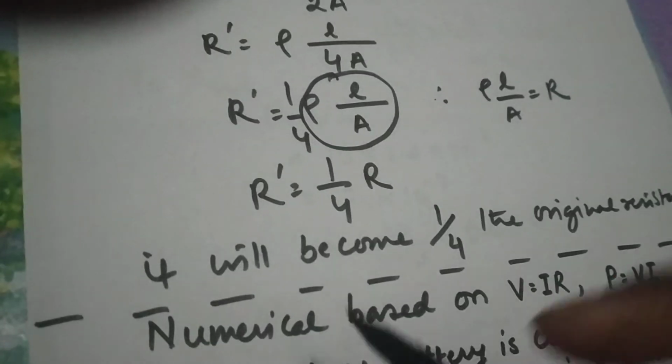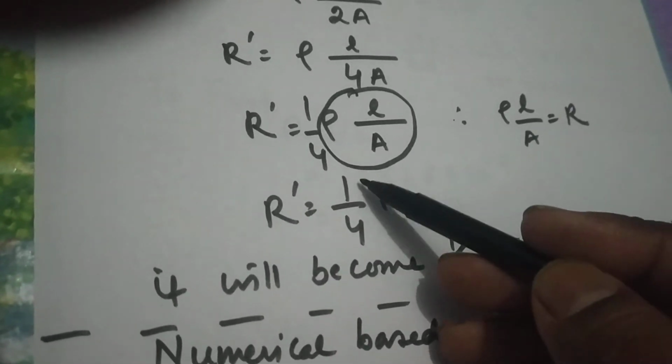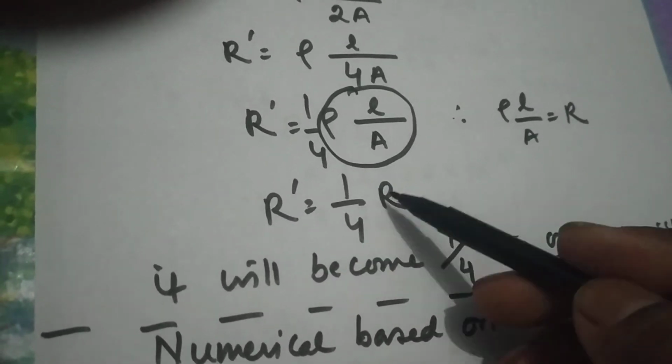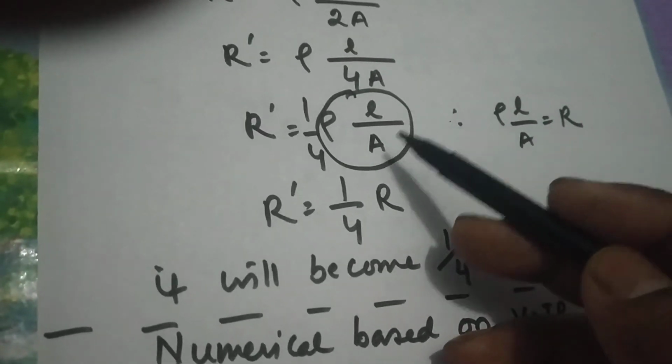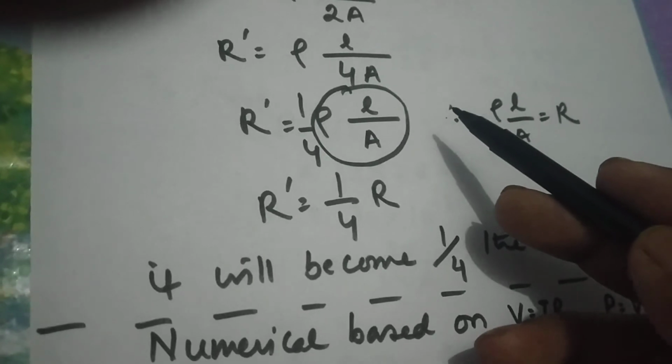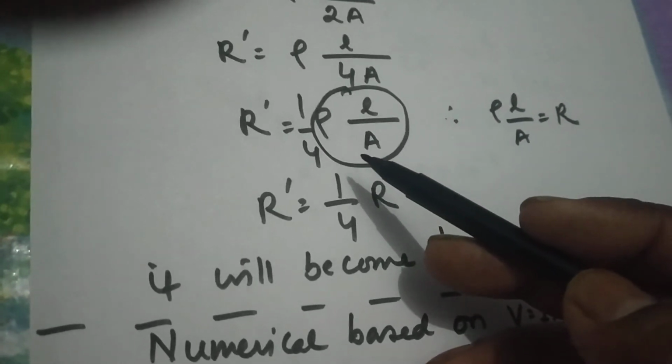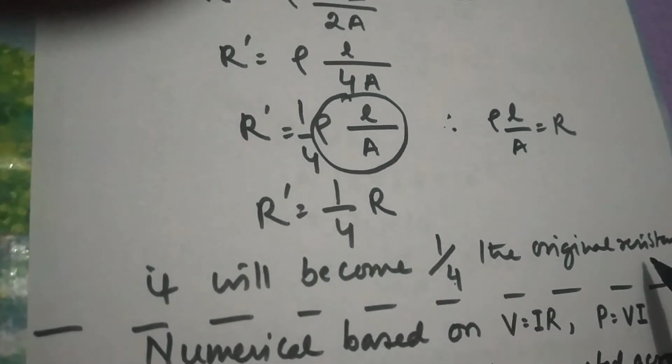So if this value is R, what do you find? R dash is equal to 1 upon 4 R. It means whatever new resistance you are getting, that is 1/4. It becomes 1 upon 4, not 4 times. So what you have seen in the previous question, if your length is doubled, it becomes 4 times. But if your length becomes half, then your resistance decreases. So it will become 1/4 of the original one.